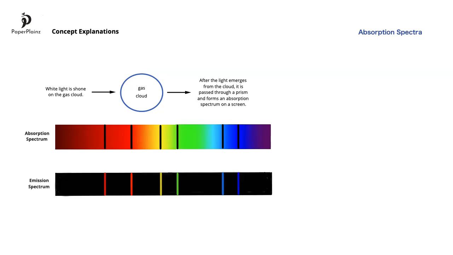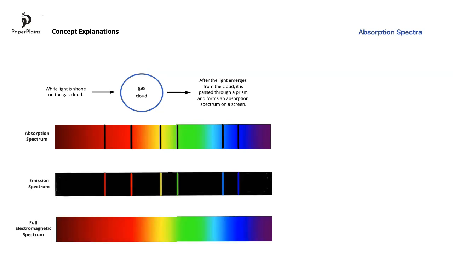As a reference point, let's set the full electromagnetic spectrum for visible light. As you can see, the absorption spectrum is almost the same as the full spectrum, except for the 6 vertical black lines. The key here is that these black lines occur exactly at the positions where the 6 colorful lines appear on the emission spectrum.